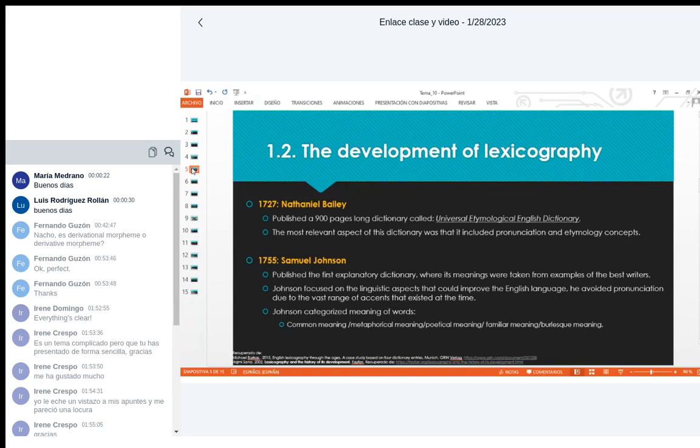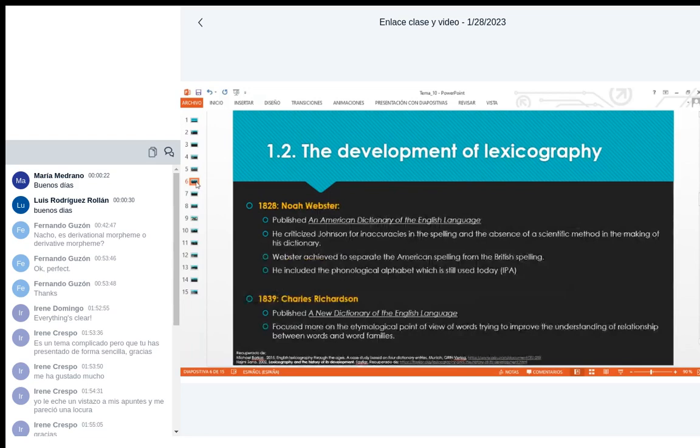of the words, and he also included the common meaning versus the metaphorical meaning, poetical meaning, familiar meaning, and burlesque meaning. Now, this was interesting also to understand where to use the language and in which context to use the language. So, in a way, Johnson did a very pragmatic analysis of language, because he explored the use of the words in different contexts, and he shared it through the dictionary.